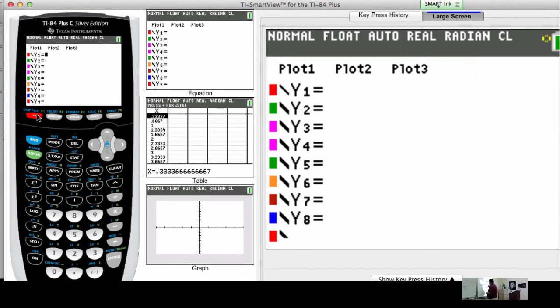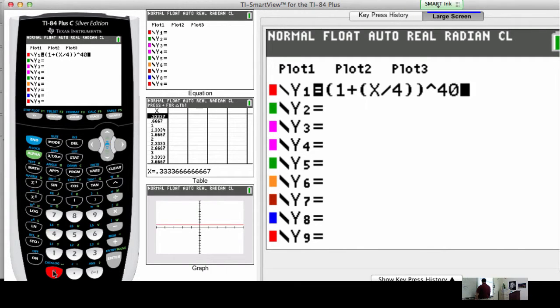So first let's wrap our mind around it. I'm going to start with parentheses, 1 plus, then instead of r I'm going to put x, but you know what I forgot to do? Parentheses. Okay? Raised to the 40. And then over here, I'm going to just say 2.